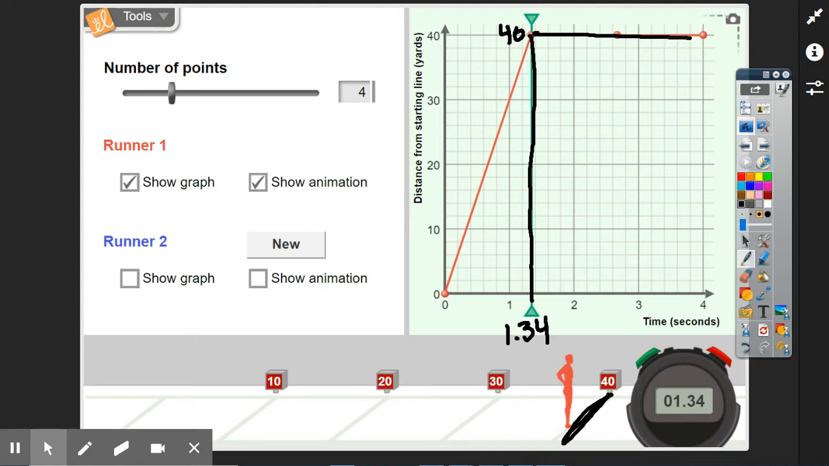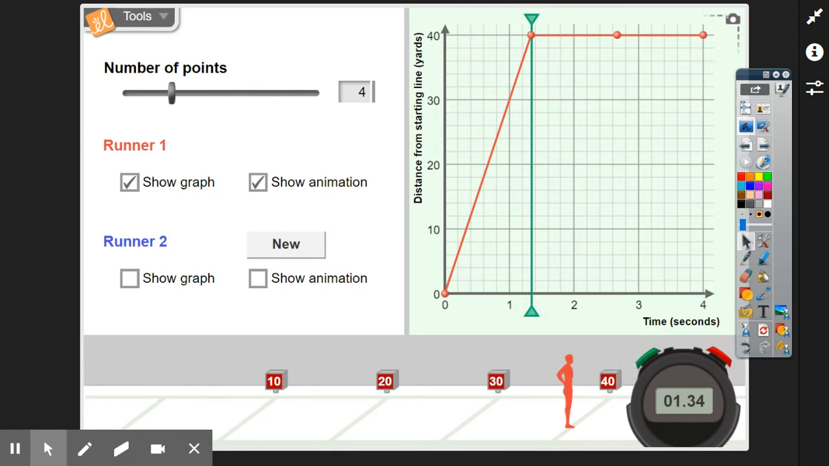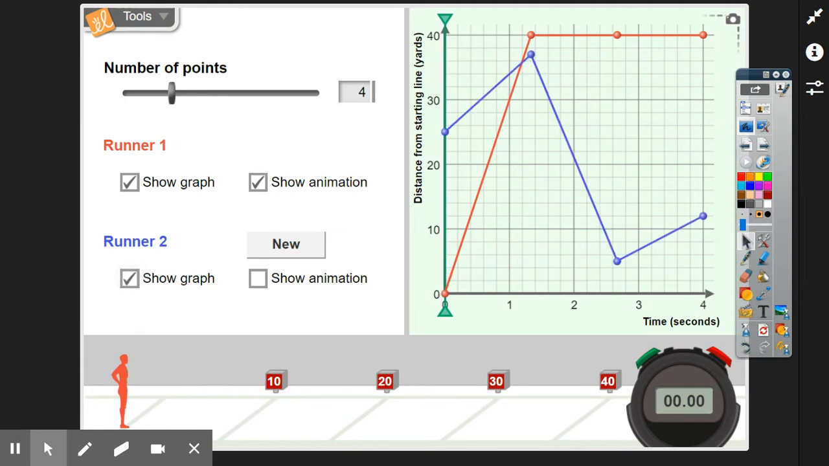This horizontal straight line represents that the runner did not move. So after the runner got to the finish line, I can speed up the time. See, the time is going, but the runner is not moving. So that's what that horizontal flat line represents. The runner from 1.34 seconds on to 4 seconds was stationary and did not move. Let's go ahead and start over and add another runner.